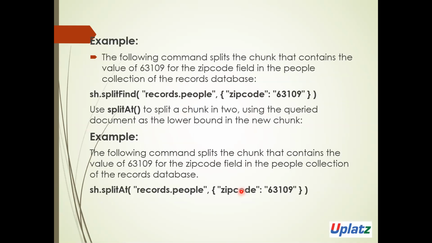No sense in that. For example, I'm using the split find to split. So what I'm doing, I'm mentioning my database name as well as collection name in full with the help of sh.splitFind. I'm splitting this entire thing. So what the split at will do, it will split into two using the query document as the lower bound in the new chunk. So this is also we need to perform. We need to mention the entire database name as well as collection name, and I am splitting based on the lower bound in our new chunks.